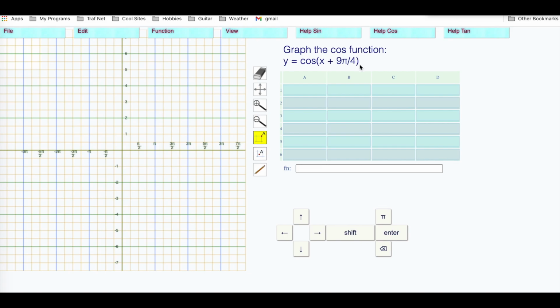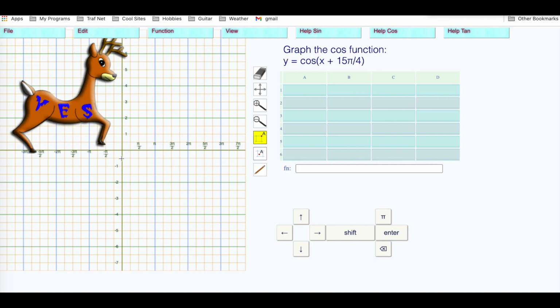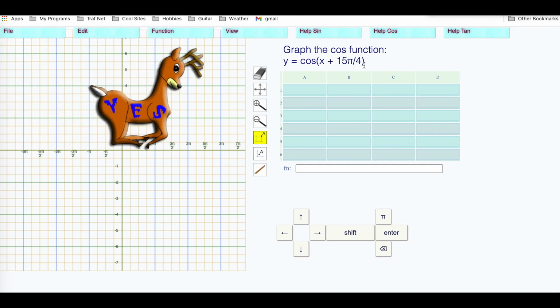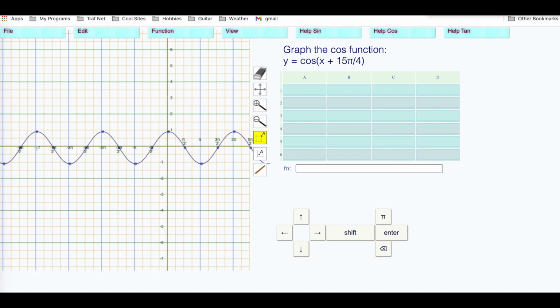H is negative 9 pi over 4. This is negative 8 pi over 4. Negative 9 pi over 4 is right there. Negative 15 pi over 4. Translate. Negative 4 pi is negative 16 pi over 4. This is negative 15 pi over 4. Notice we could have just translated it by positive pi over 4. It would have given us exactly the same graph. So I'm going to do that and see what happens.